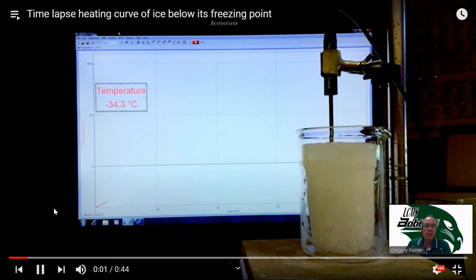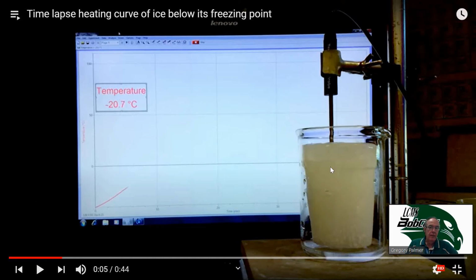A short little clip that I wanted to show you. In this beaker here, they have some ice, and they got a thermometer in the ice, and it's a digital thermometer. So as the ice heats, it's going to record and graph the temperature right here.